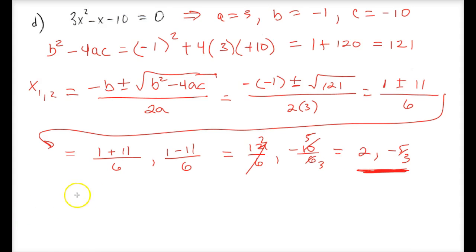Graphically, if we had negative 5/3 there and 2 here, we would have a graph that goes like that through both of those, where negative 5/3 and 2 would be our x-intercepts. Okay? And so this concludes the video about solving quadratic equations using the quadratic formula.